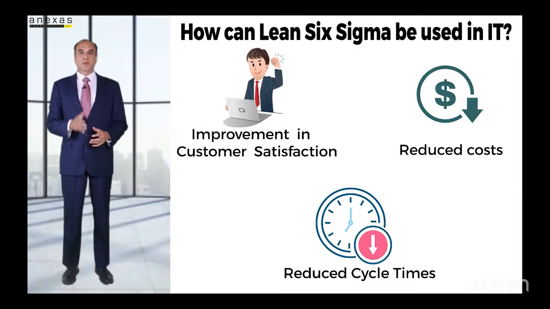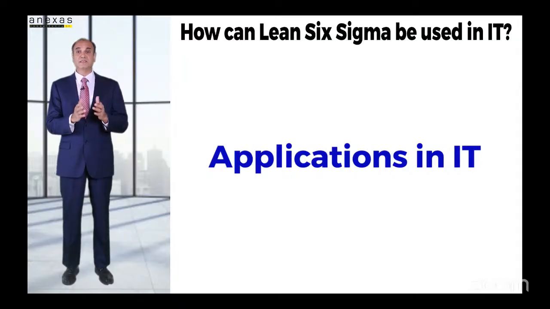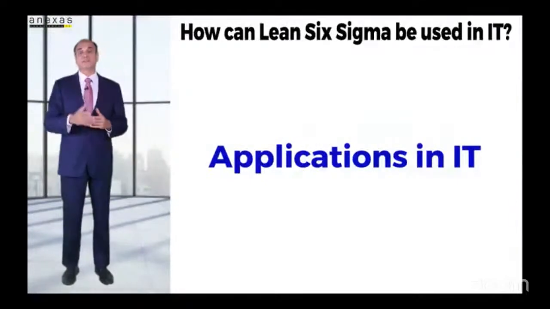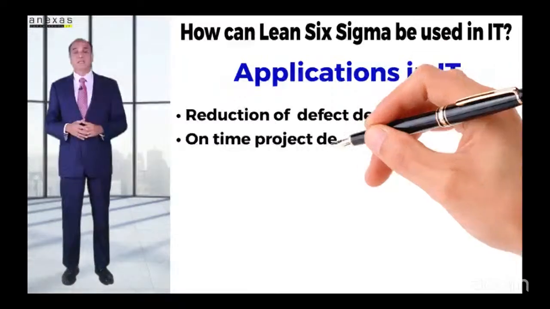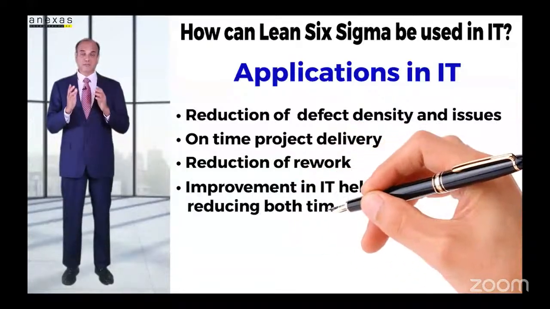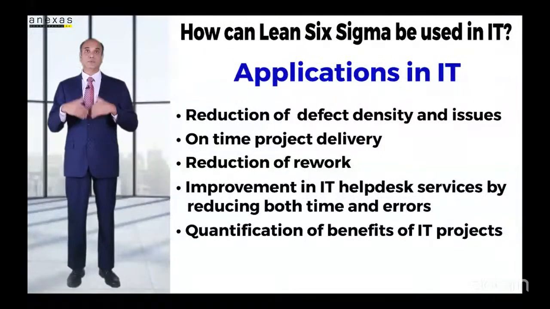When applied to IT operations, Lean Six Sigma aims to measure and improve both internal processes such as network speed and reliability, and external processes like server response time, etc. Other projects which I have executed in IT industries are reduction of defect density and reduction of issues, on-time project delivery, reduction of rework, and improvement of IT help desk services by reducing both time and errors. Lean Six Sigma also helps you to quantify the benefits of IT projects which are implemented within the organization.